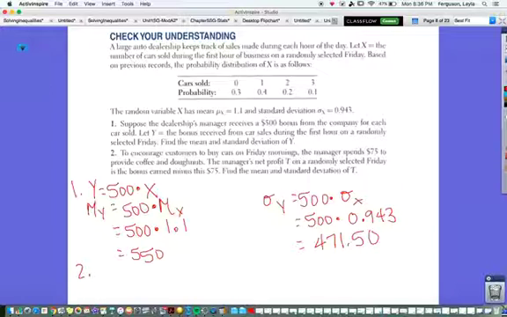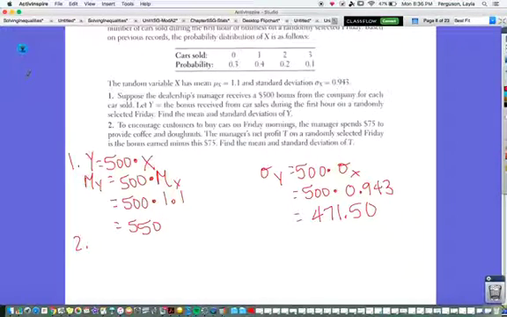For number 2, it says to encourage customers to buy cars on Friday mornings, the manager spends $75 to provide coffee and donuts. The manager's net profit, T, on a randomly selected Friday is the bonus earned minus this $75. Find the mean and the standard deviation of T. So we know that we're finding the mean for T and the standard deviation for T, but first we need to write an equation that represents T.